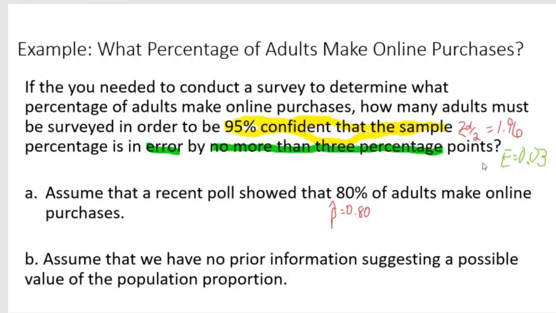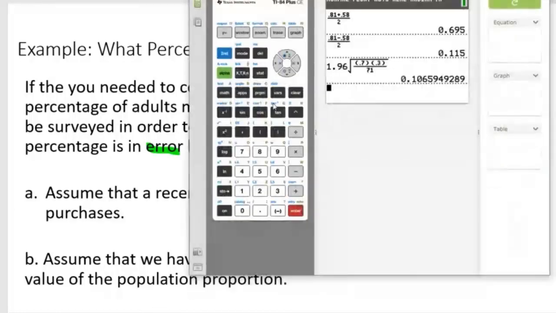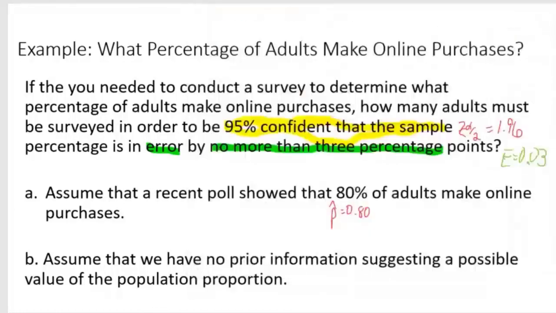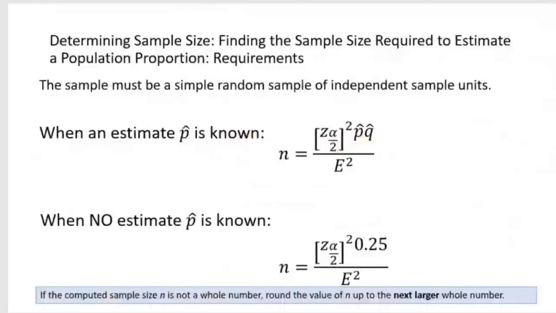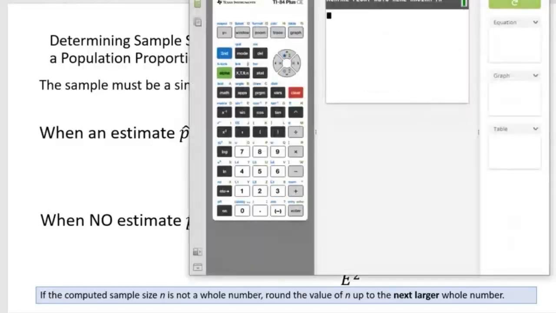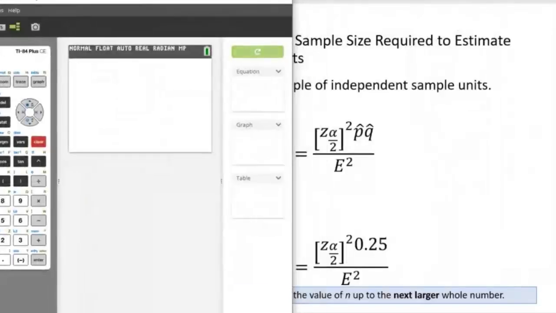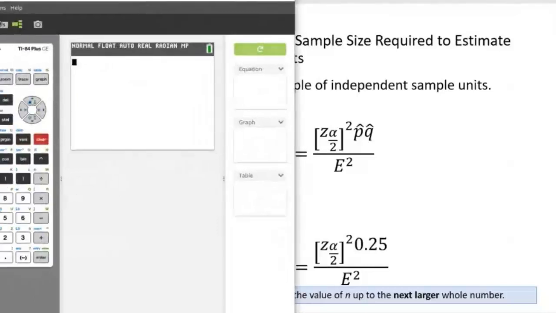So we're going to take this information and the formula. I'm going to go back to that formula page, but we know p-hat is 0.80. My z-score is 1.96, my critical value z, and then my error is 3%, and we're going to calculate that on the formula. I do have an estimate for p-hat, so I'm using this first one. I'm going to enter this all at once.